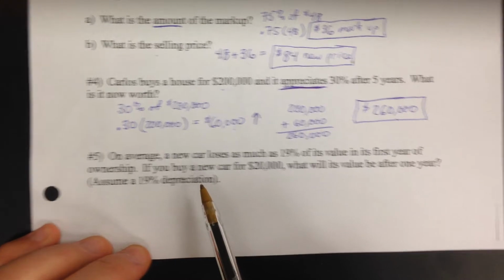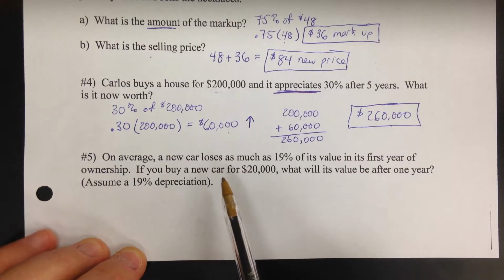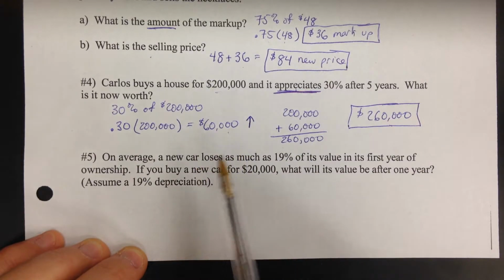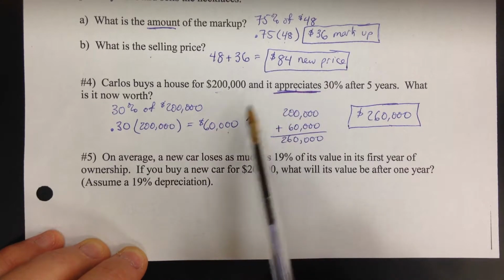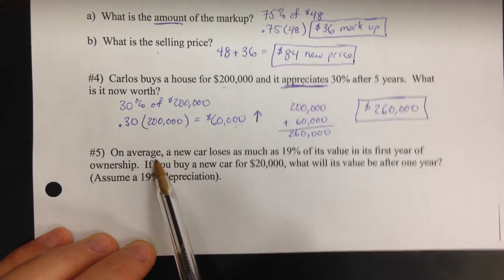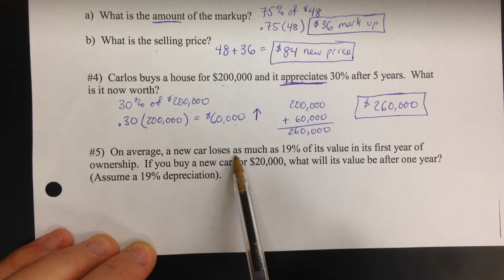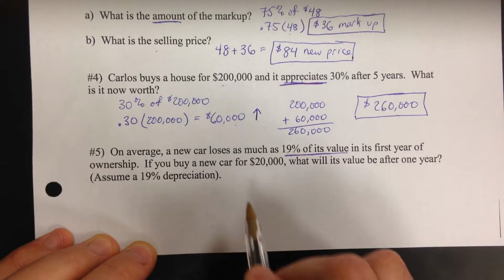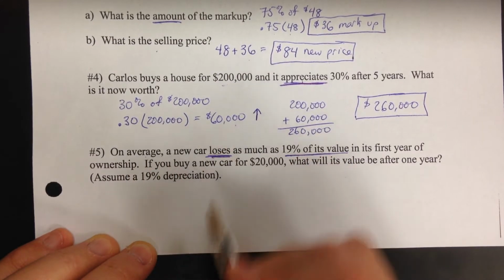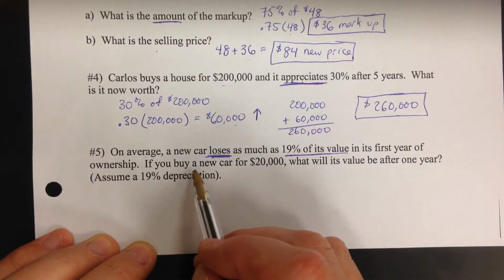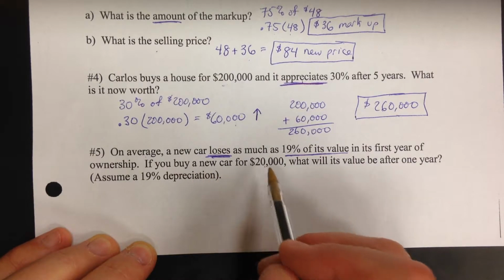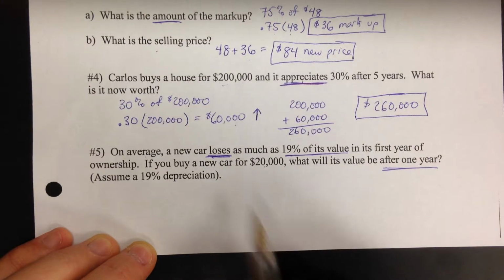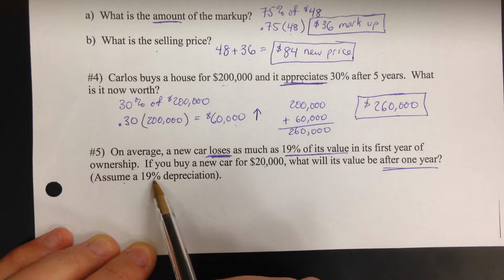So a lot of this financial stuff that we're talking about, saving money and interest and appreciation in real estate and stock markets, you're dealing with this kind of stuff, percent increase, decrease. On average, a new car loses as much as 19% of its value in its first year of ownership. Now loses, that means it goes down. So if you buy a new car for $20,000, what will its value be after 1 year? After 1 year. Assume a 19% depreciation.